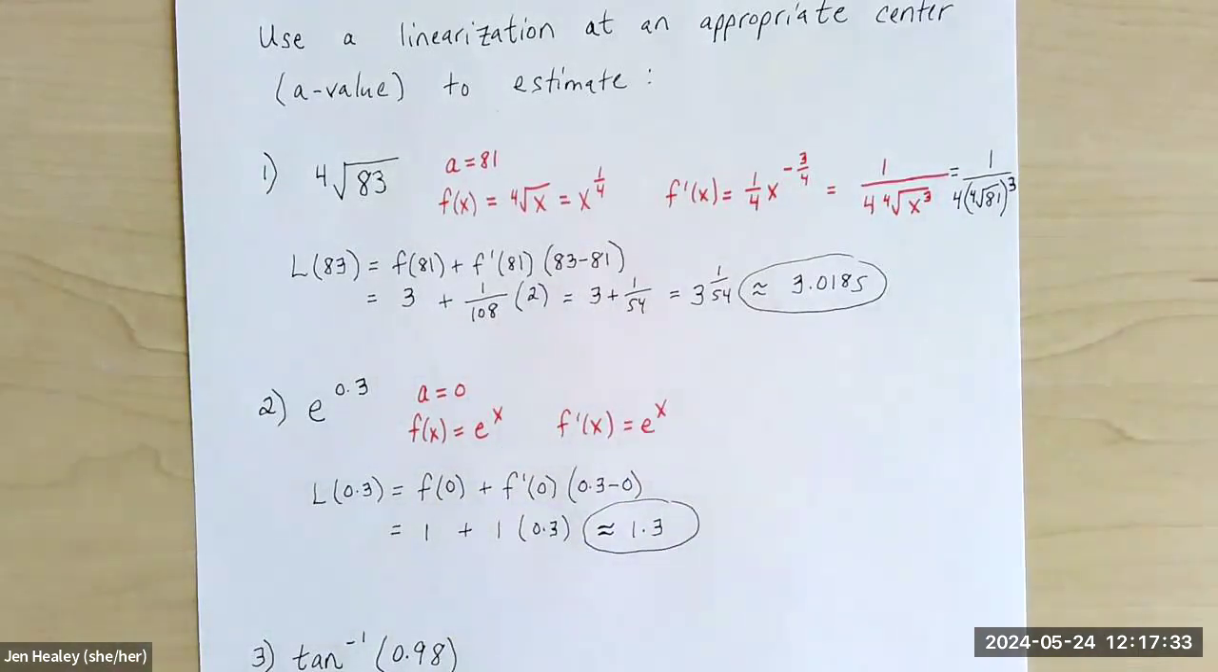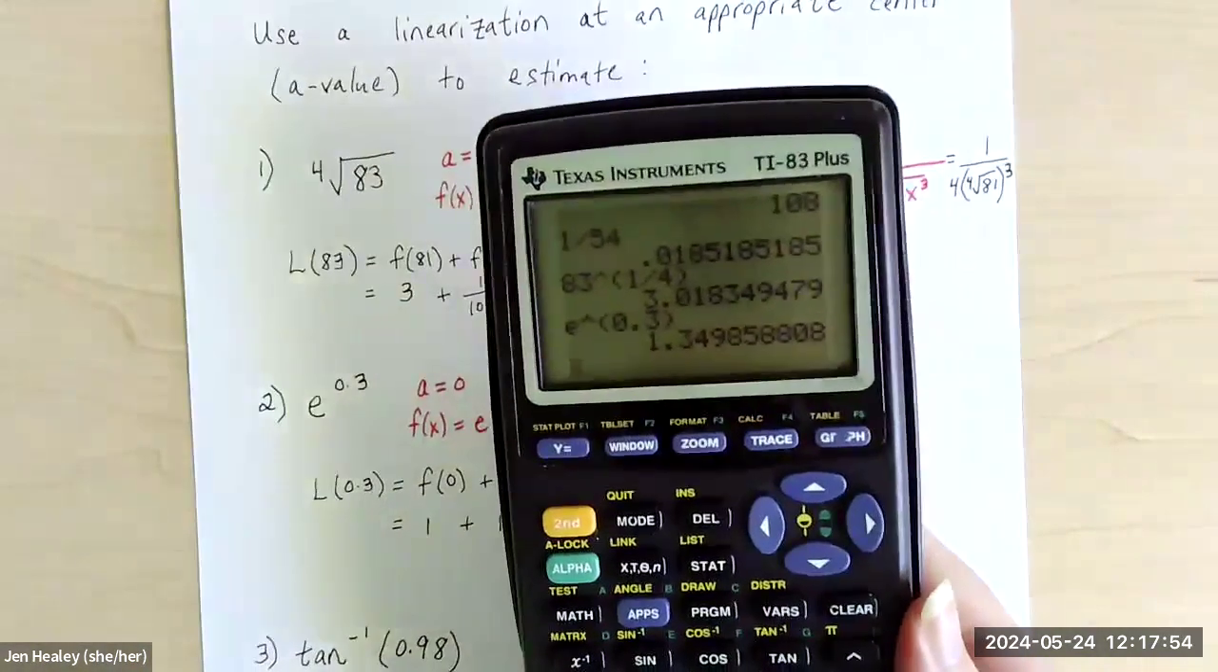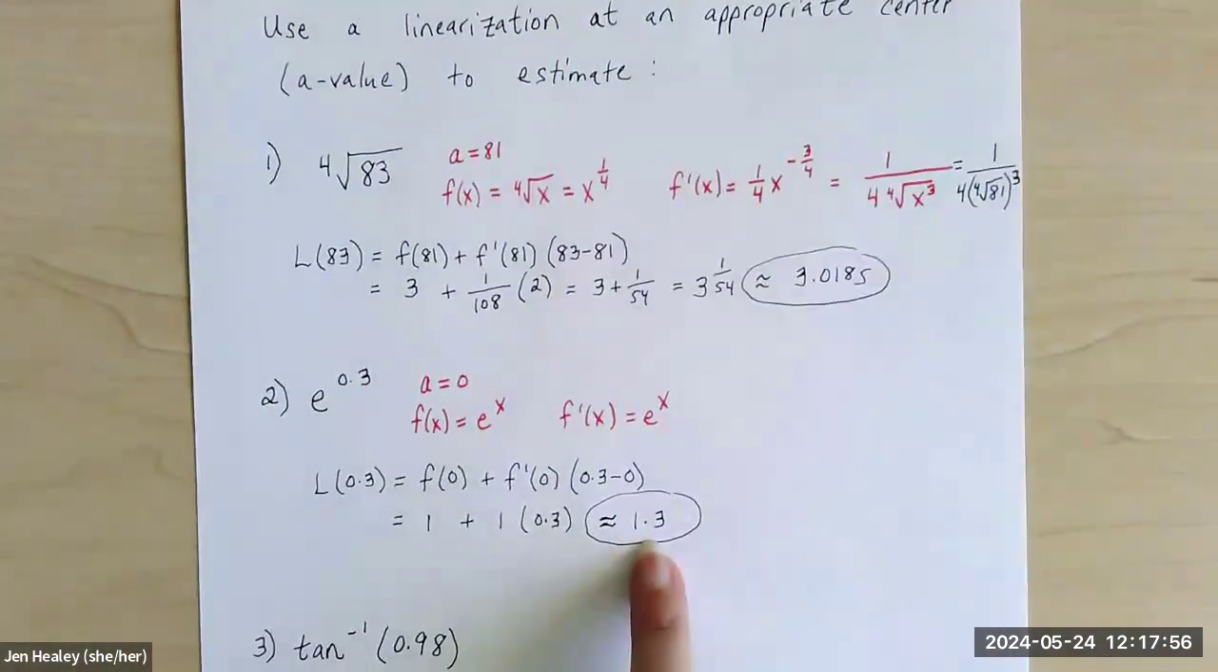But what is actually e to the 0.3? If I can find the button on my calculator. There we go. E to the 0.3. My calculator says 1.349. Pretty good approximation.